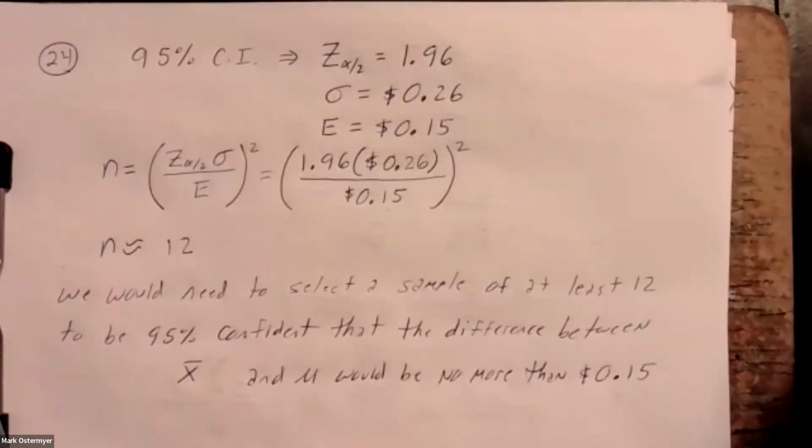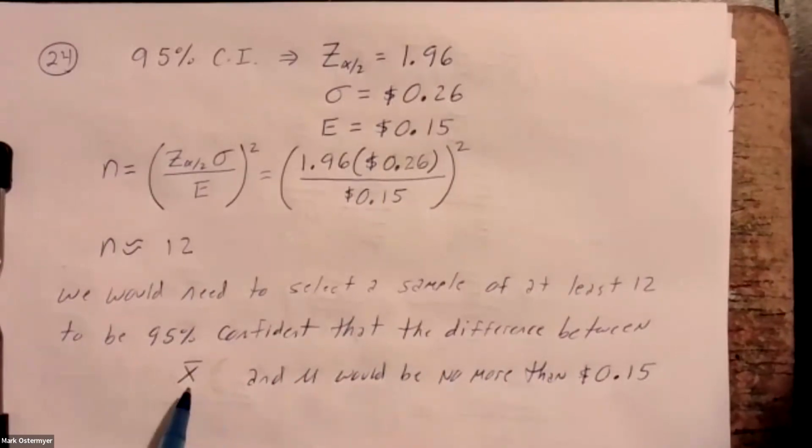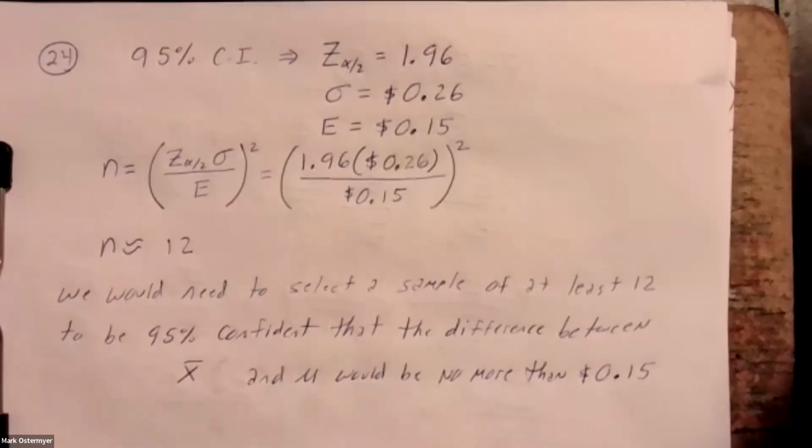And therefore, we would conclude that we would need to select a sample of at least size 12 to be 95% confident that the difference between the sample mean cost and the unknown population mean cost of a cheese pizza would be no more than 15 cents. So our sample mean will be within 15 cents of the actual unknown mean cost of all cheese pizzas in our population, which could be in the millions. Classic sample size problem.